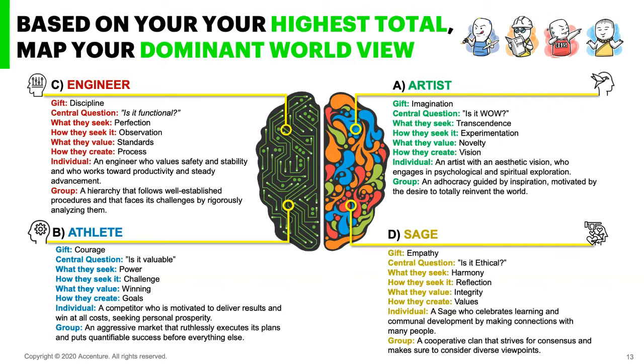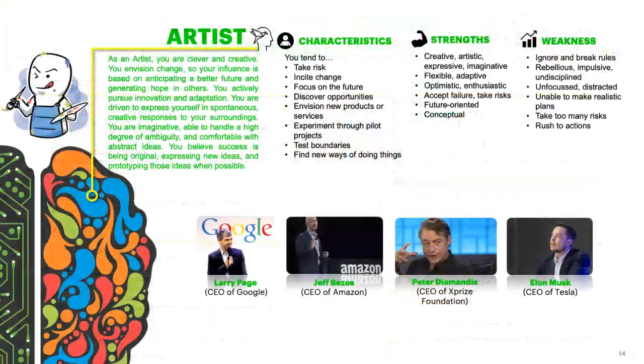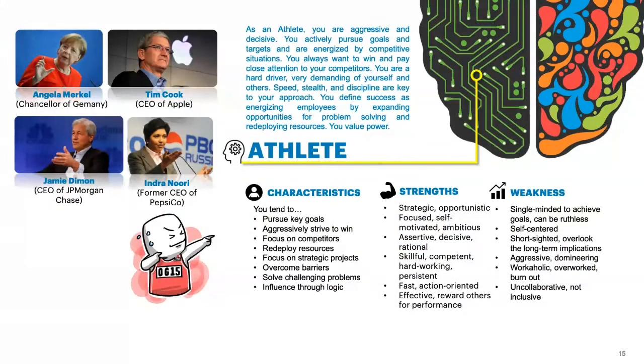But I want to share with you as well, once you already know your dominant mindset or dominant worldview, there are famous people that you want to emulate. For those who are artists like myself, Elon Musk, Jeff Bezos, and Larry Page are some of the famous visionaries that are actually disrupting the market right now. And for those who are athletes, you may know Tim Cook, and also ingenuity. These are some of the famous people that you want to emulate.